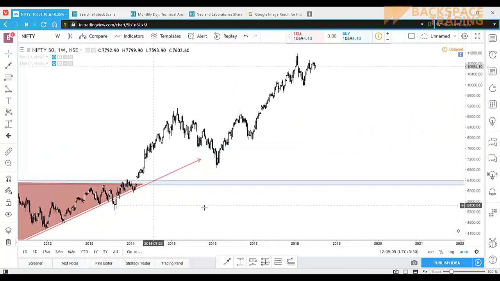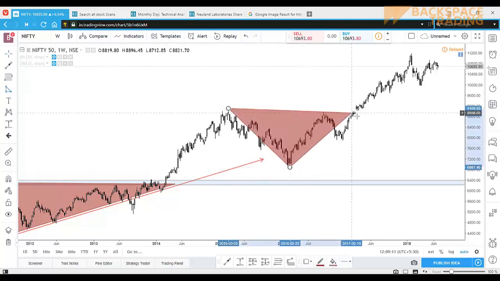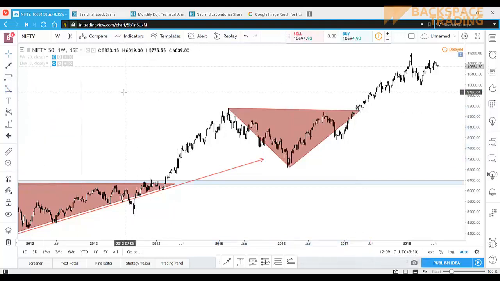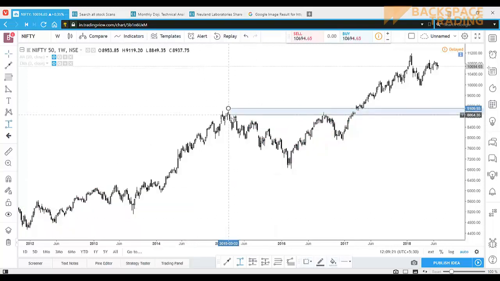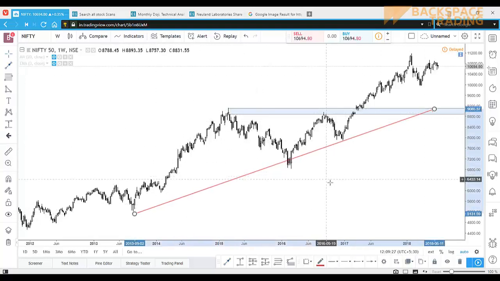Now see, you have another ascending triangle over here. Again, you don't have to plot the triangle. That is not what I'm trying to teach you. What you need to plot is always support and resistance. With this as reference, you can do any kind of game. See, tested once, tested twice, and it broke out.